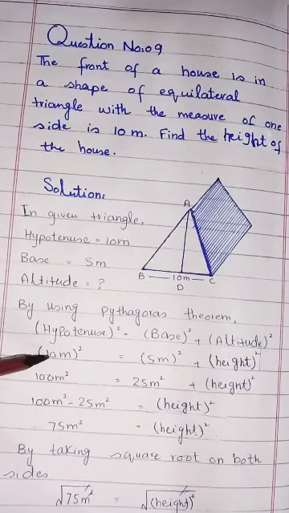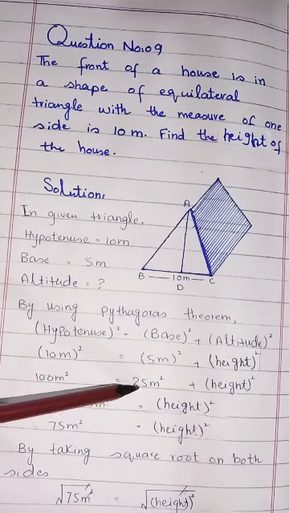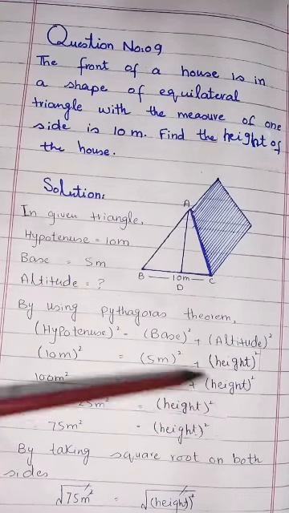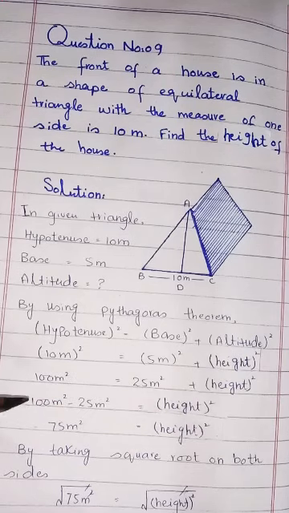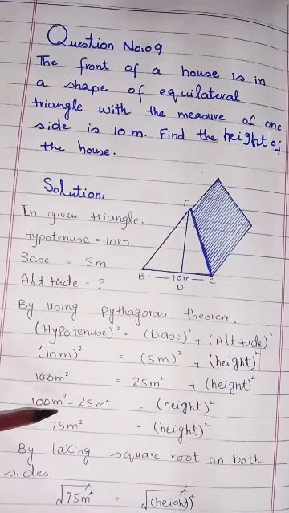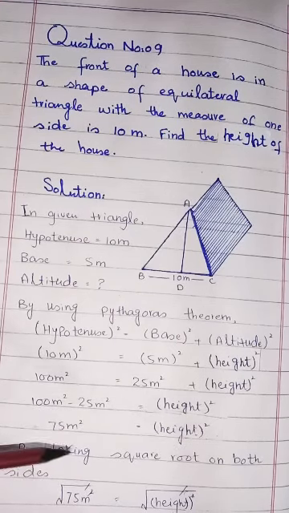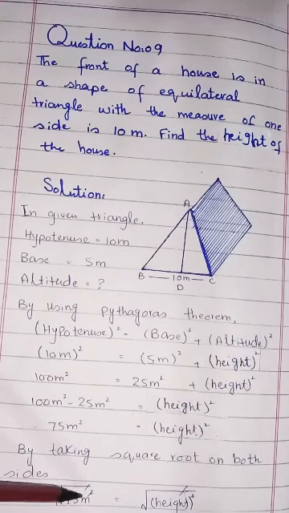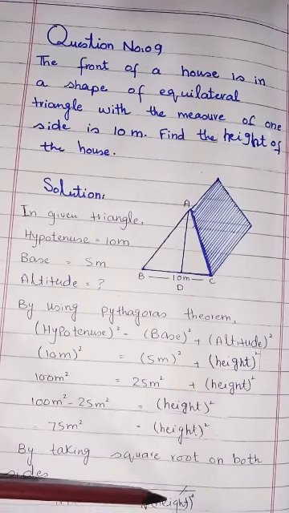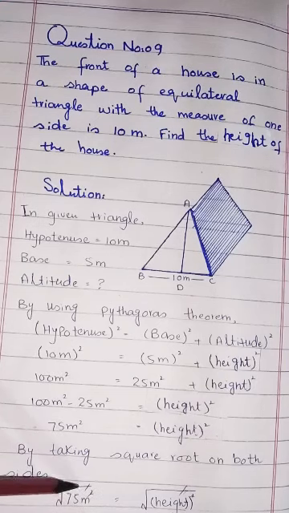By opening the square, (10 meter) whole square we got 100 meter square, (5 meter) whole square we got 25 meter square, plus height square as it is. Now students, 25 meter square is adding with height square. On the other side it will subtract from 100 meter square, so we get 75 meter square is equal to height square. Now students, we have to find the height, so we will take square root on both sides, square root of 75 meter square as well as square root of height square. Height square cancels with the square root and meter square cancels with the square root.